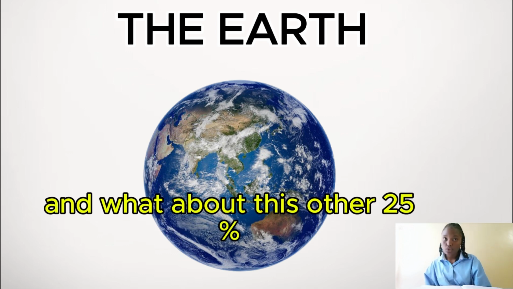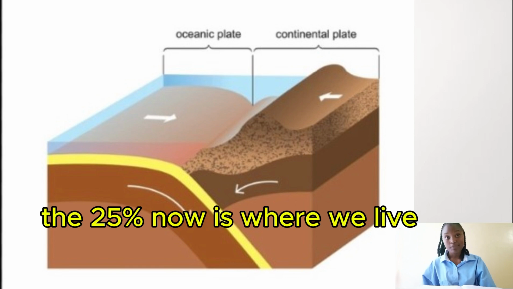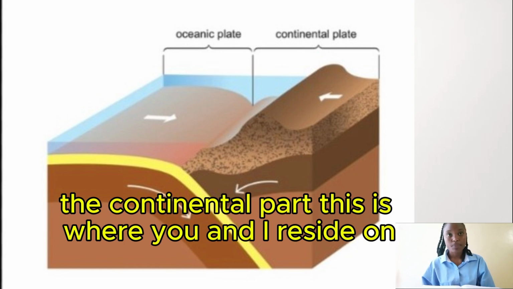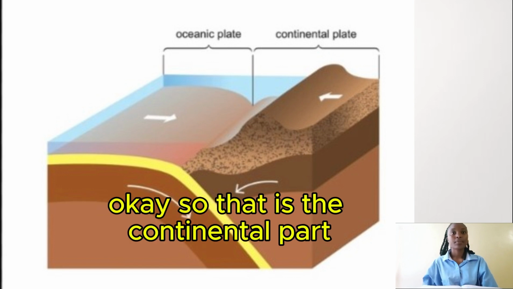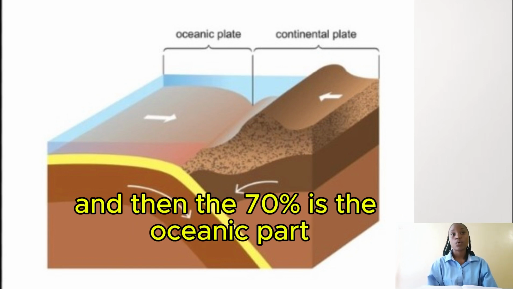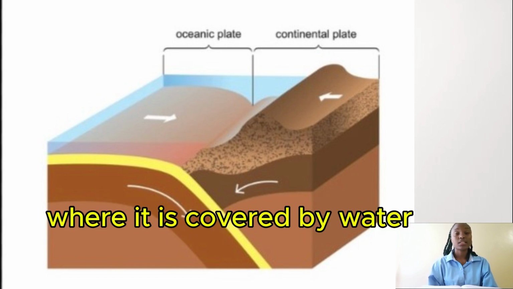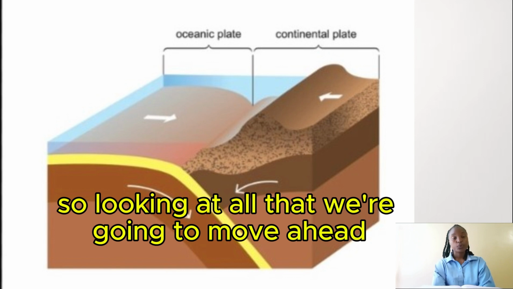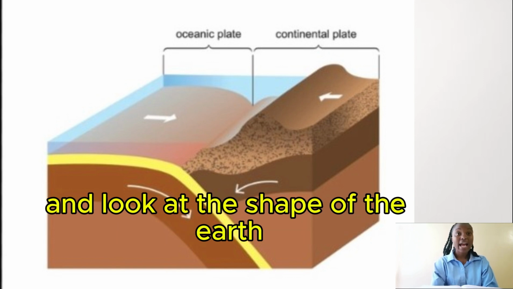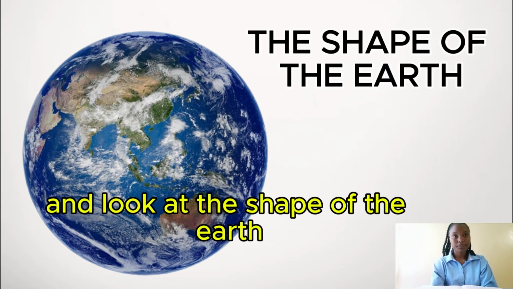And what about this other 25%? The 25% now is where we live, the continental part. This is where you and I reside and the human activities take place, okay? So that is the continental part, and then the 75% is the oceanic part, where it is covered by water. So looking at all that, we're going to move ahead and look at the shape of the earth.